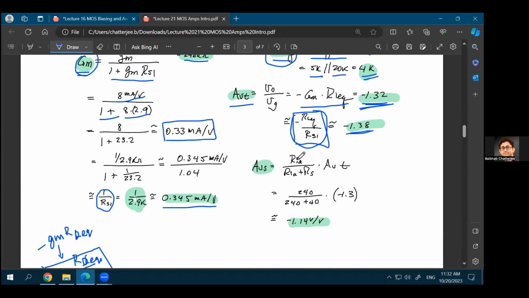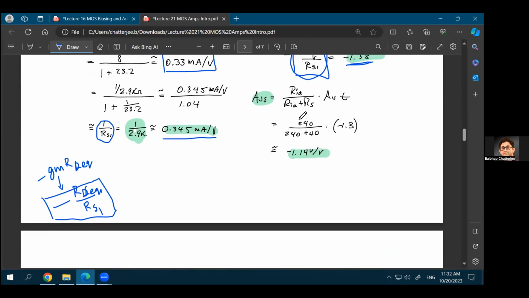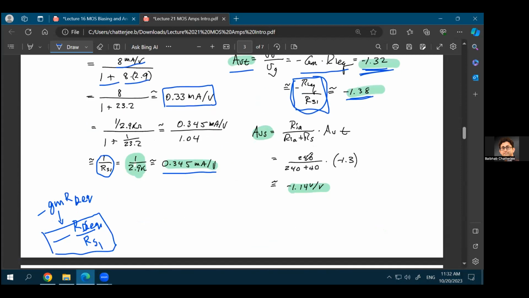And finally, if you want to consider the effect of this RS and the gate resistances, there will be a voltage division between the gate resistances, or the input resistance of the MOSFET, and that RS. You know that the parallel combination of RG1 and RG2 was 240 kilo ohms, whereas this RS was 40 kilo ohms. So it will be a voltage division of 240 and 40. So 240 divided by 240 plus 40. This will also be very close to 1, maybe about 0.9 or something. So finally your AV will be this minus 1.14 volts per volt.